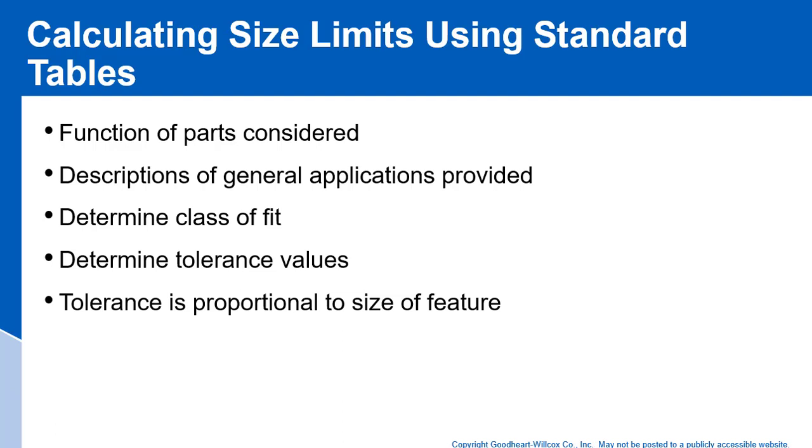And remember that the tolerance is proportional to the size of the features. So an RC1 fit is different if your shaft is 1 inch versus your shaft being 5 inches. So the fit is proportional to the size of the feature.